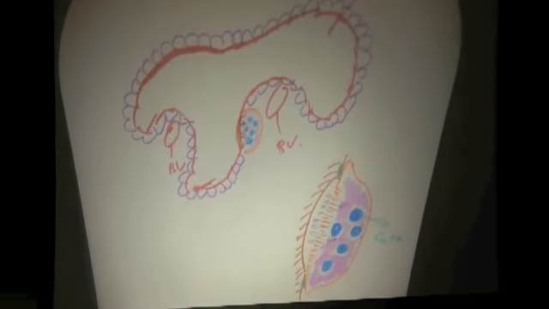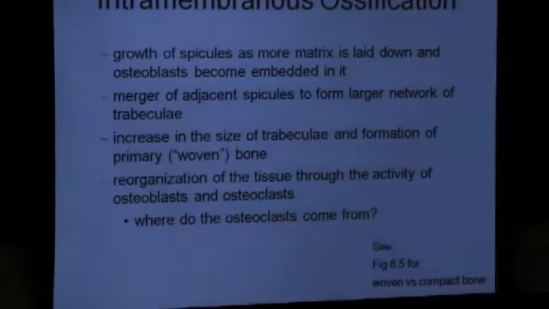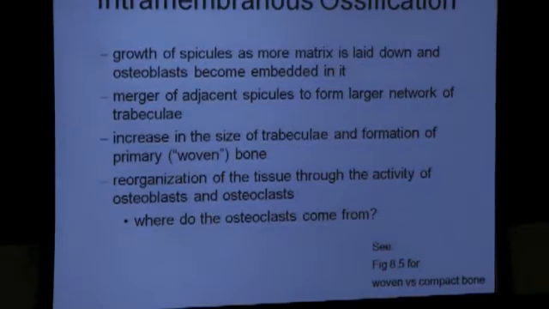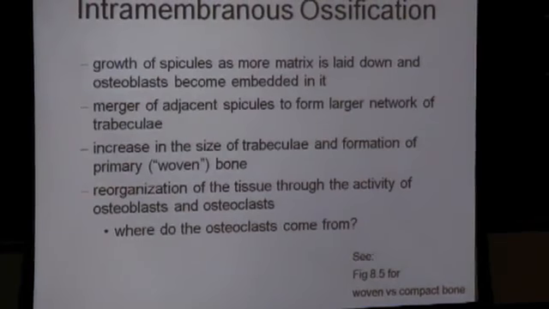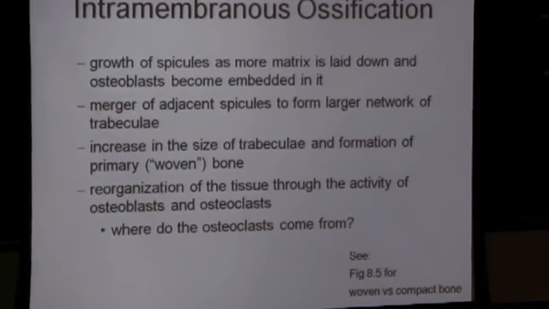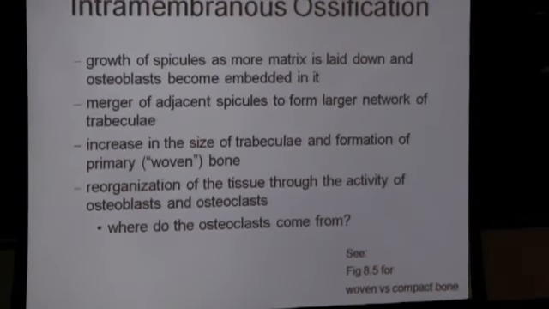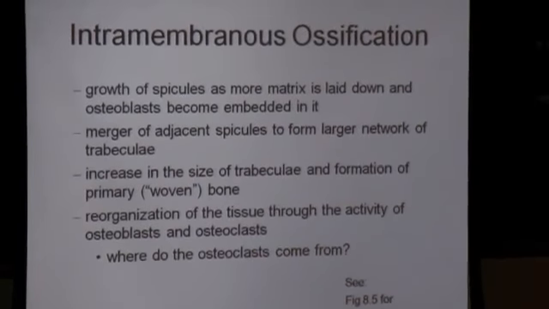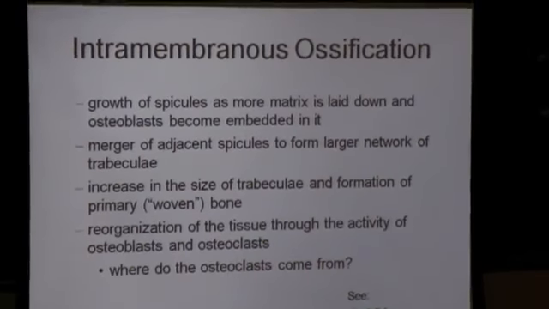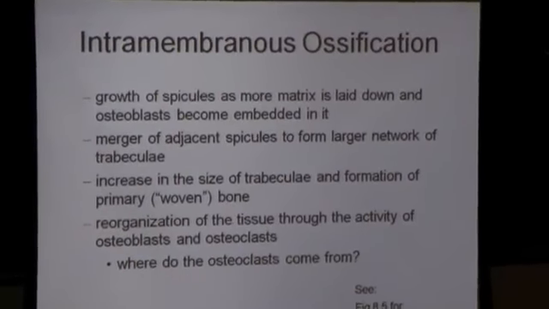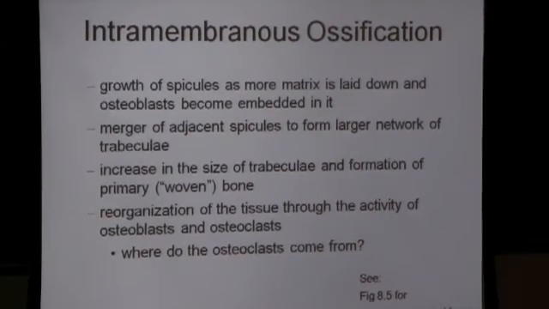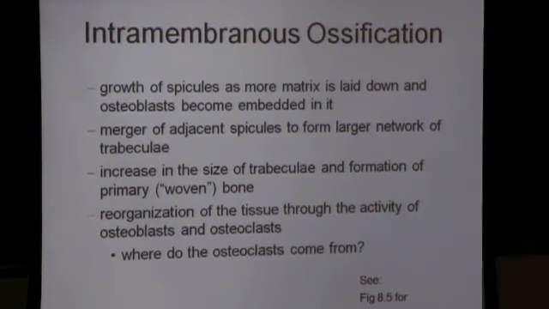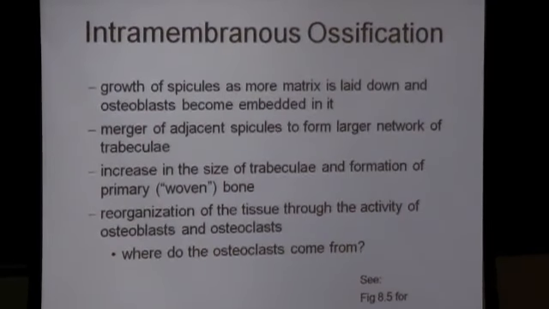All right, so let's get back to our slides. So we have this growth of spicules as more osteoblasts are embedded, more and more expansion of these spicules. They eventually fuse together to make larger structures. And so again, we're forming this primary or woven bone. It's a disorganized, fairly cellular structure, which eventually will have to become replaced by more typical bone, or the compact and spongy bone that you guys are more familiar with from last week's lab.